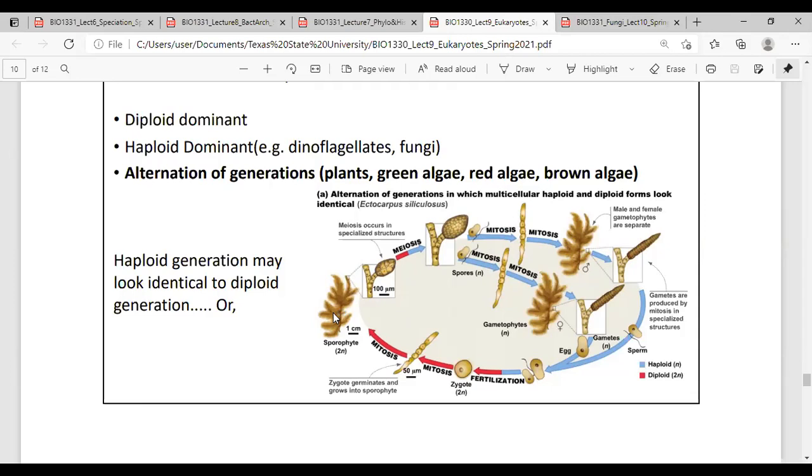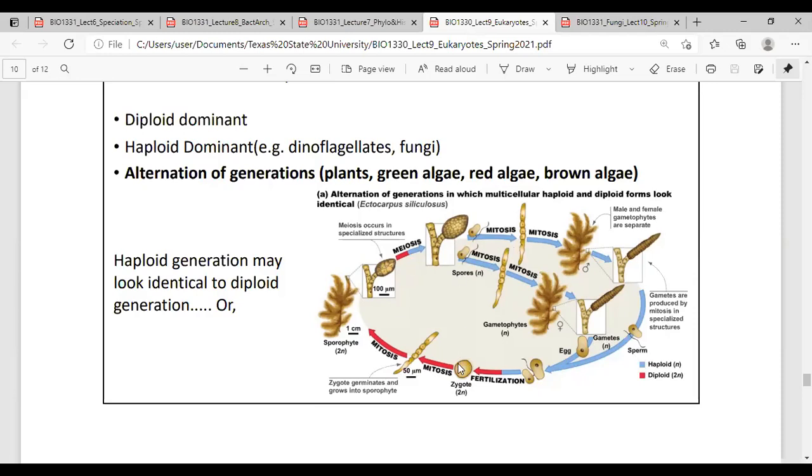Sorry, did you have a question? Okay. So they can look exactly alike. And then here's your male and here's your female. They have their gametes, the sperm and the egg come together, they undergo fertilization, and then they make the zygote, which is diploid, and they undergo meiosis again.